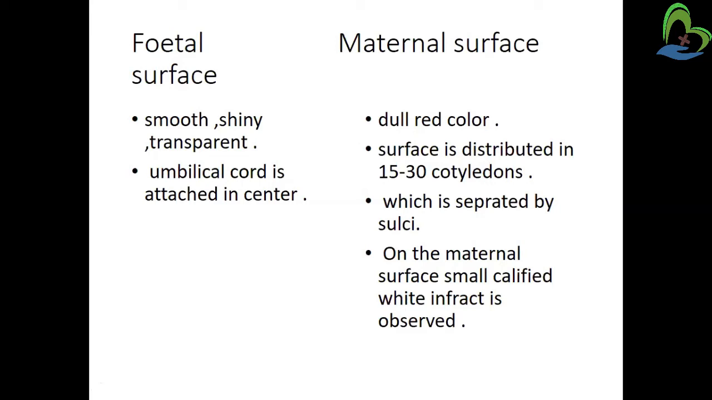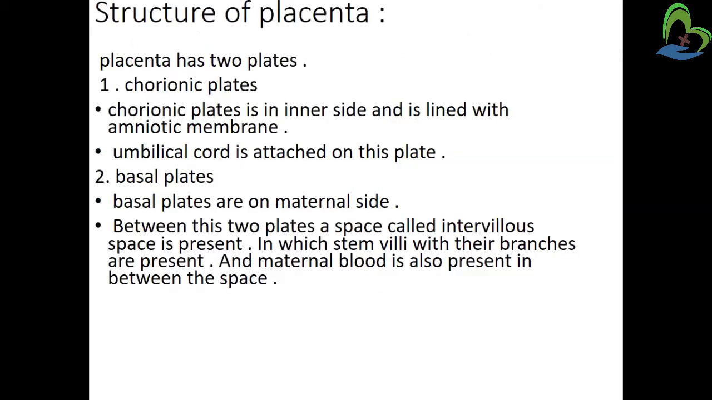The lobes are separated by septum-like structures known as sulci, which differentiate one lobe from another. On the maternal surface, small calcified white areas are also observed. So this is about the maternal and fetal placental surfaces. Next, the structure of the placenta. We already learned in the introductory portion that the placenta has two plates, the chorionic plate and the basal plate.